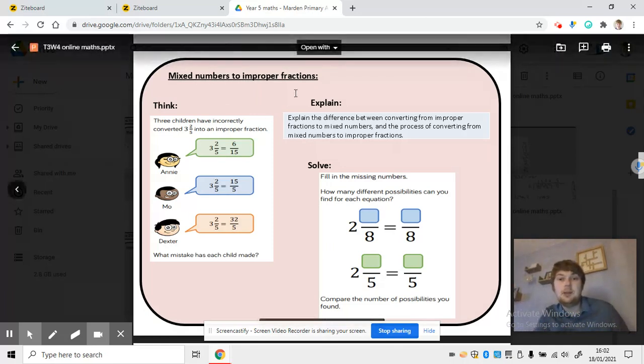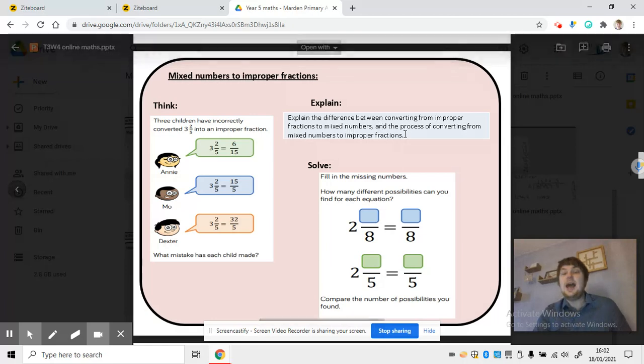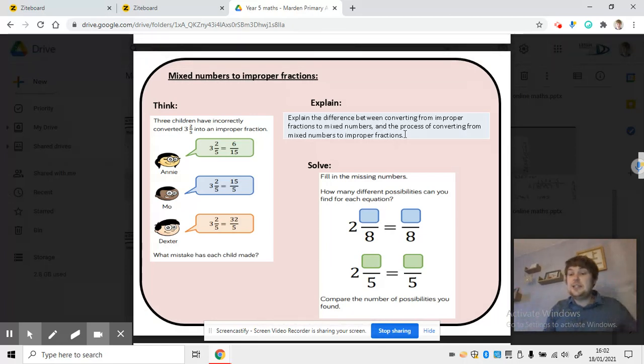On explain, you need to explain the difference between converting from improper fractions to mixed numbers and the process of converting from mixed numbers to improper fractions. So effectively, yesterday's work and today's work, you need to explain where the two processes are different, what you do for one and what you do for another. The way I would approach this is imagine you were writing the steps to success for a child that hasn't done this yet, and your instructions will help them to be able to convert from improper to mixed and then mixed to improper.